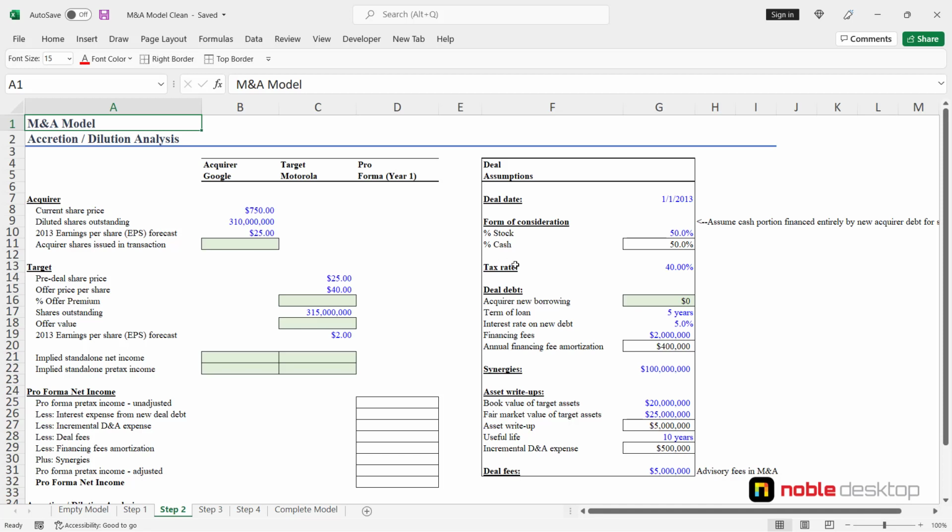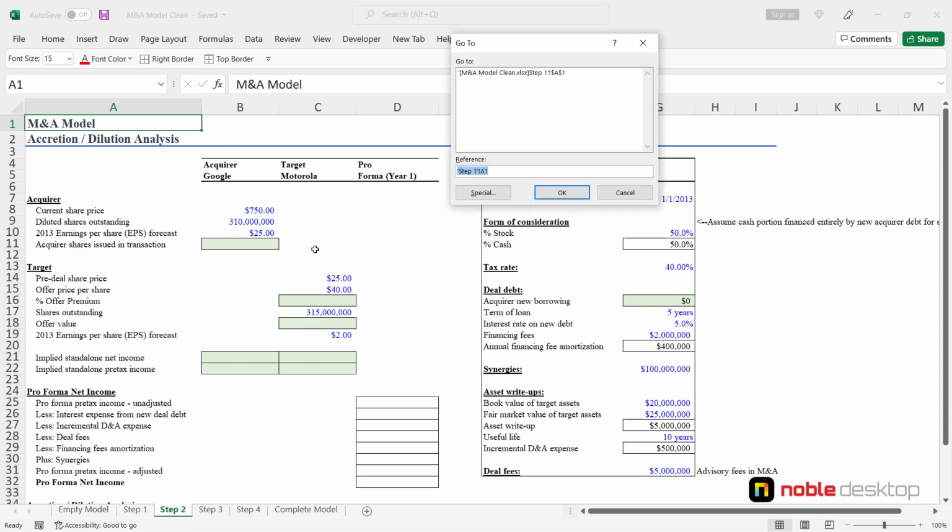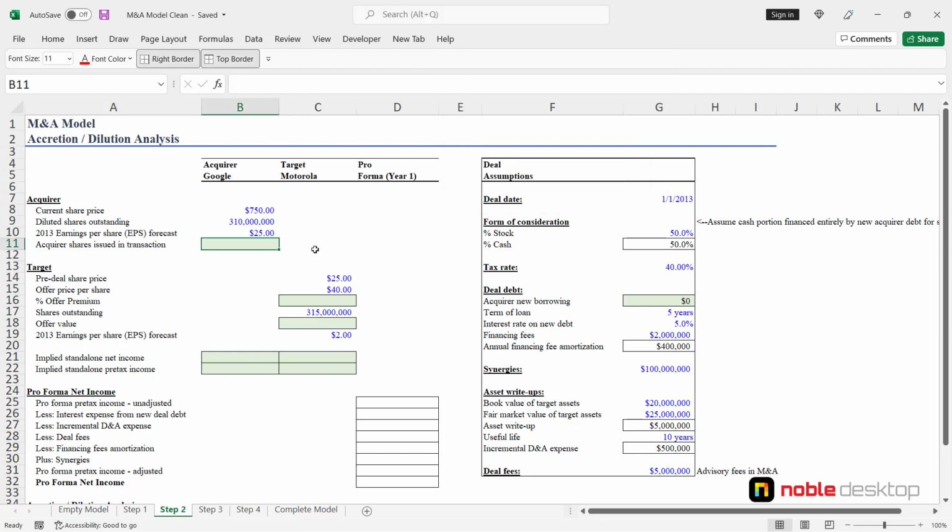So in the first step, we calculated deal assumptions, and we're in step number two, where we will calculate acquirer and target shares information and standalone pre-tax income. Let's go ahead and do that. We're going to start with cell B11. I'm going to use F5, function 5, to fly there to cell B11.